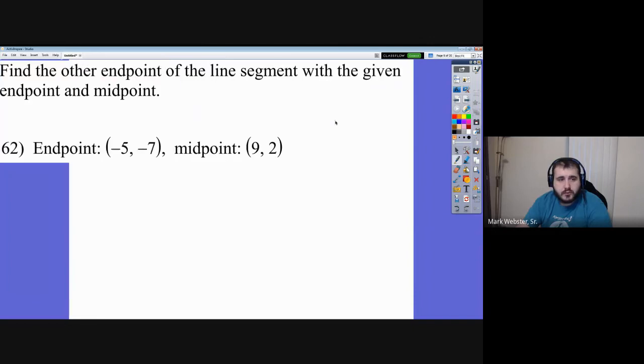Okay. So now with this one, what we're going to be seeing is, I've been given one endpoint and one midpoint, and I've got to find the other endpoint. I'm looking for this. This is what I don't have. So I need to know what two numbers add up, and then you divide by 2, and then you get 9. Well, let me do that.